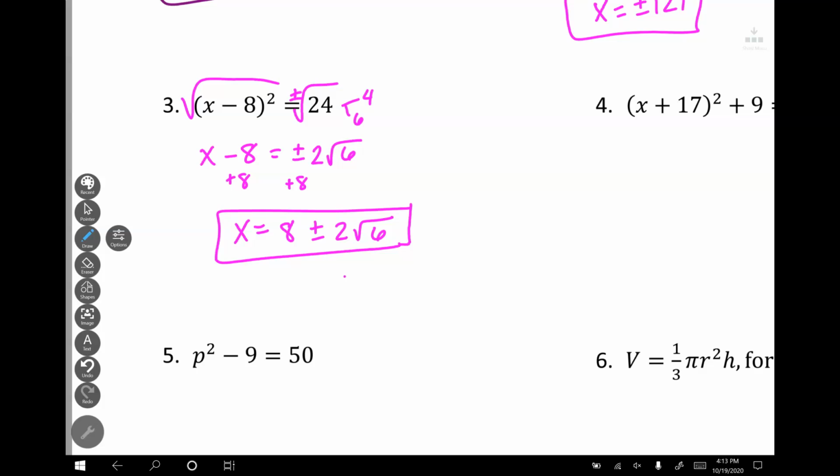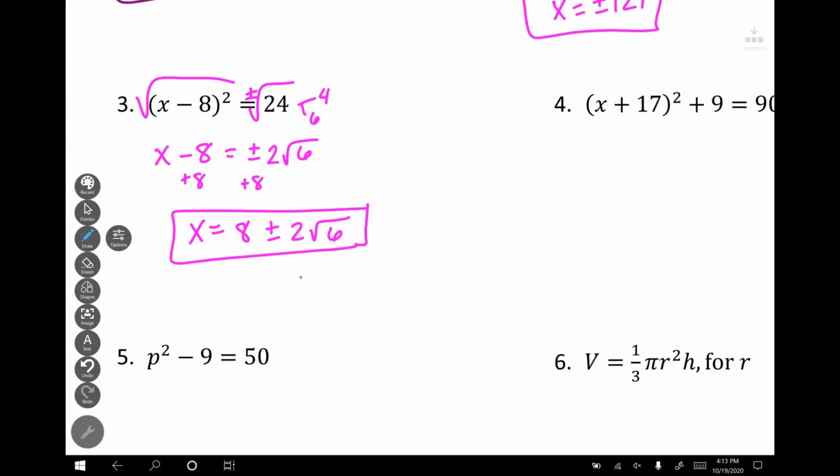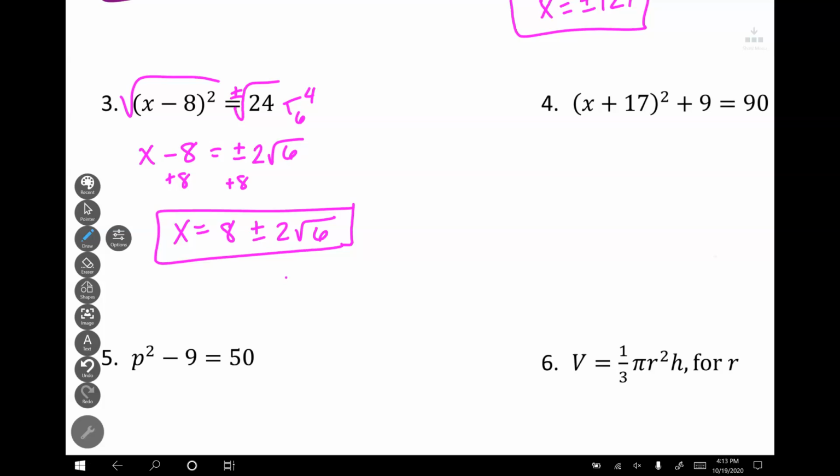Can't combine those because they're not like terms, right? This one has a square root of 6 attached to it, while the 8 does not, so you're going to leave those separate. So your two solutions on this one are 8 plus 2 square root of 6 and 8 minus 2 square root of 6. Okay, so just so we're clear, we do still have two solutions there. They're just written together.